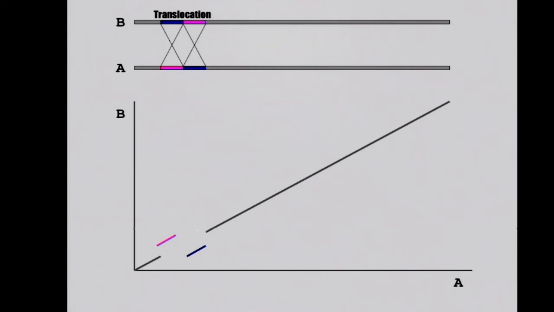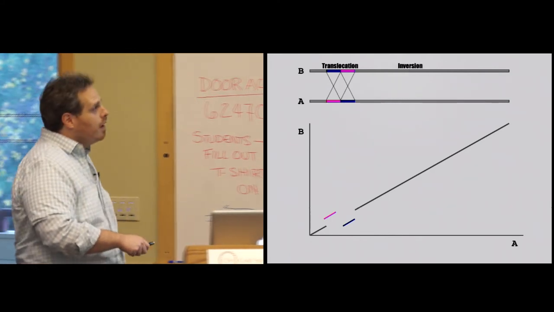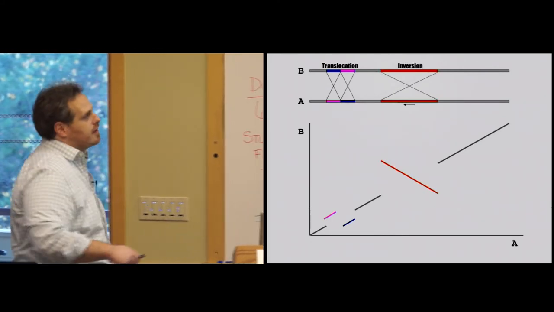As a result of that, you can just, in 1 second, look at the dot plot. And anytime you see that pattern, you just know that there was an exact translocation there. It's a really powerful visualization of these data. So let's also look at, say, an inversion.